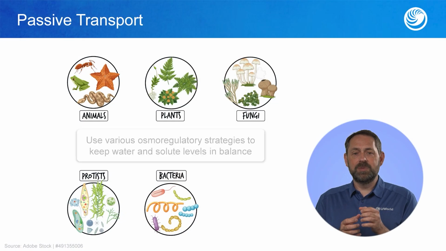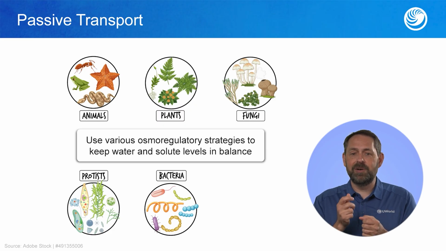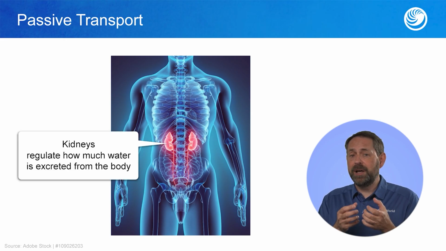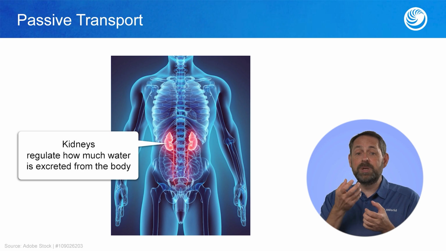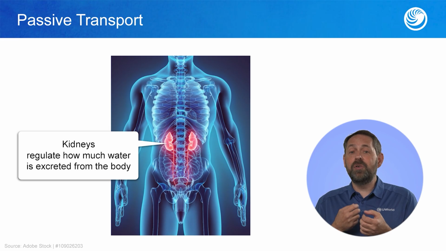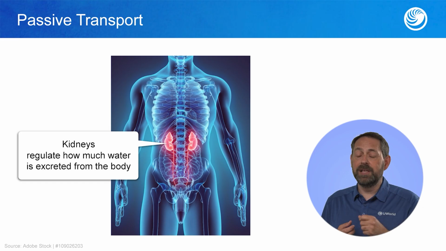Osmotic pressure can lead to significant shifts in water volume within the cell, so regulating water balance is essential, especially for animal cells which lack the protection of a cell wall. Different organisms use various osmoregulatory strategies to keep water and solute levels in balance. For example, in humans, the kidneys help regulate body water by controlling how much water is reabsorbed from the filtrate back into the blood, and thus how much water is ultimately excreted from the body. We'll cover kidney function in more detail in another lesson.